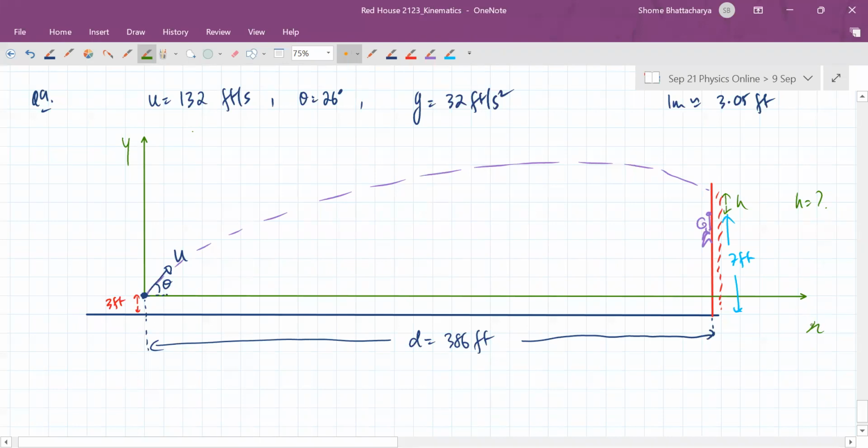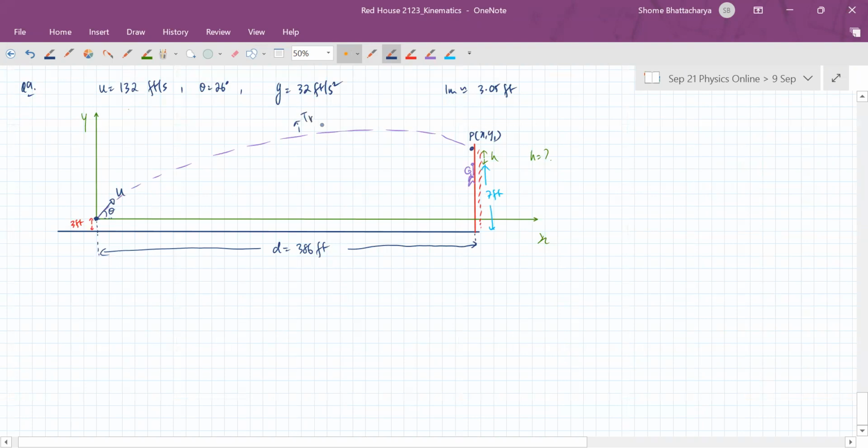Okay. So this point where the ball goes and hits the wall, this point will take its coordinates as x1, y1. And from that we'll calculate everything. So first of all, the trajectory, the equation of trajectory is x tan theta into 1 minus x by r, where r is u square sine 2 theta divided by g. So in this equation, the point P, its x coordinate is actually d, 386 feet.